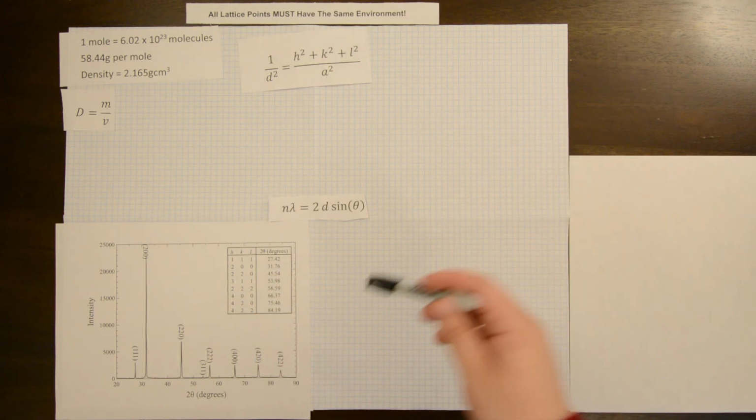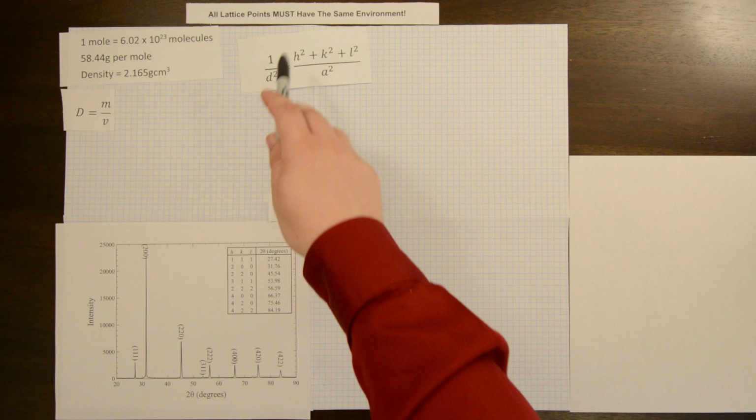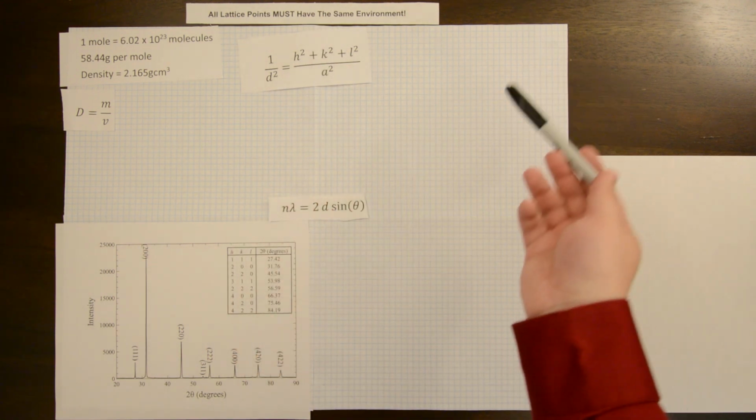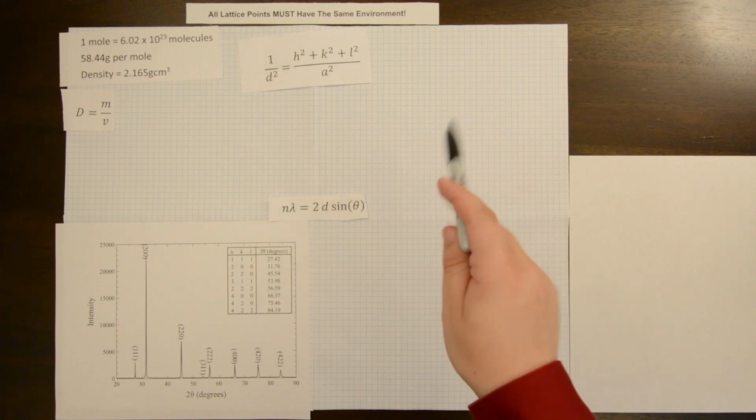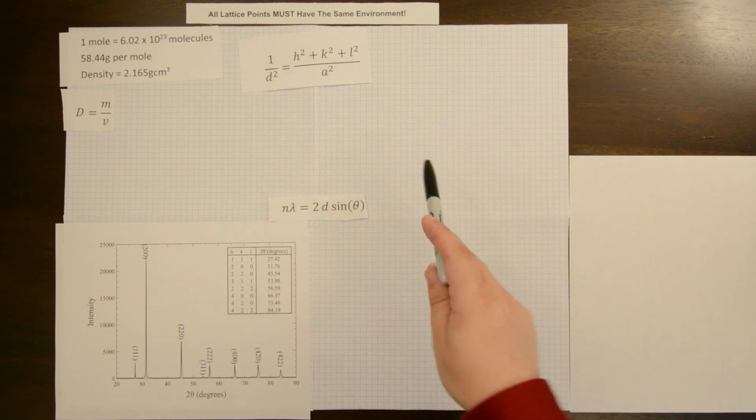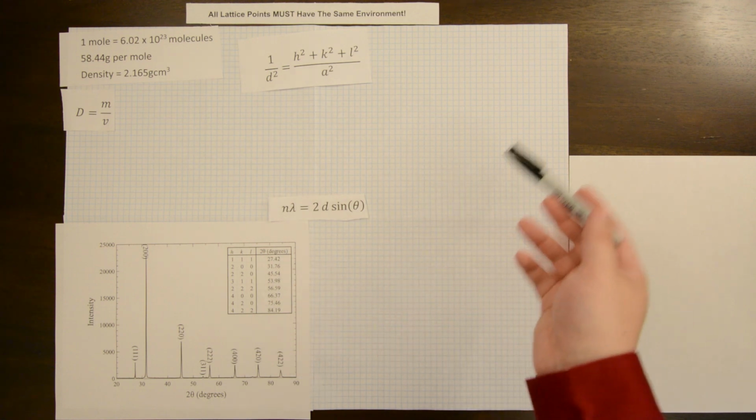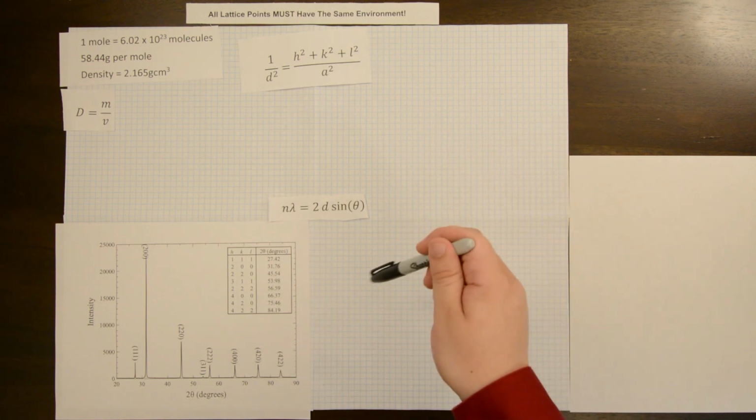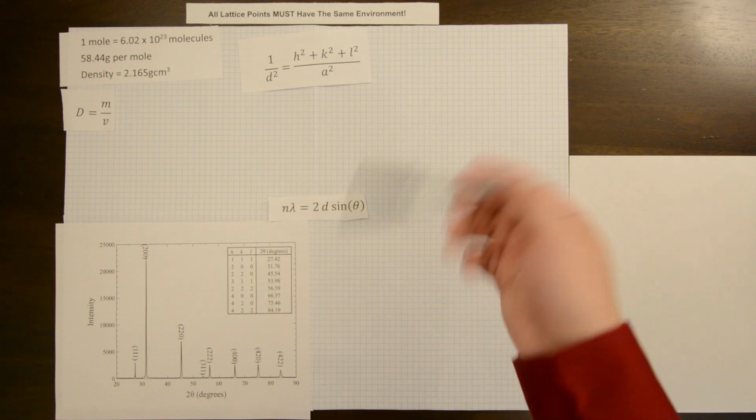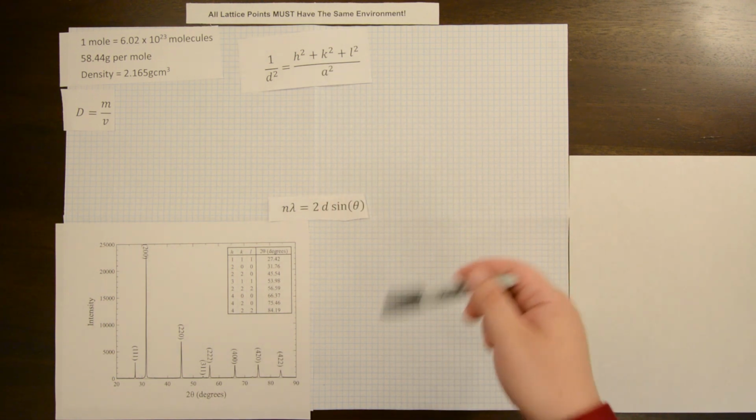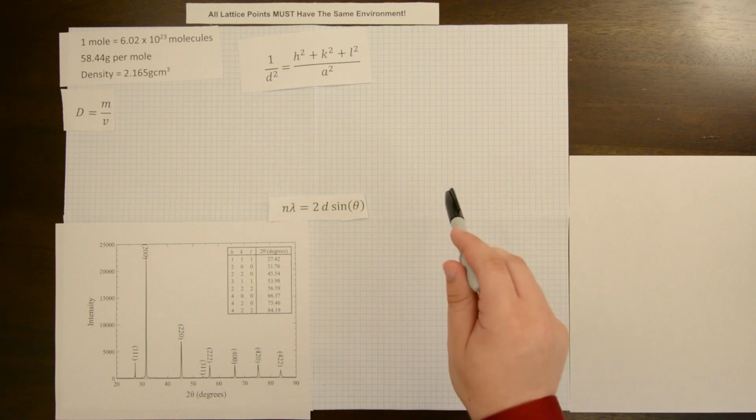So, over in the second equation, since we already saw that D is this and H, K, and L are these, A, the final thing that we're ultimately solving for here, is the lattice constant. That is, for all intents and purposes, the length of one side of the unit cell. Since we're dealing with a cube, we can just cube A, and that'll get us the volume of one unit cell.